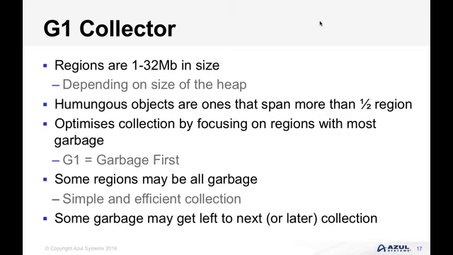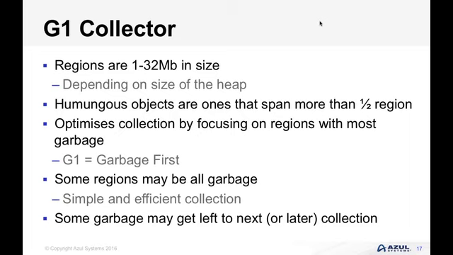G1 also has the idea of what they describe as humongous objects, objects that are more than half a region in size. If an object is more than half a region in size, then it will be allocated directly into the old generation. It won't go through the young generation.